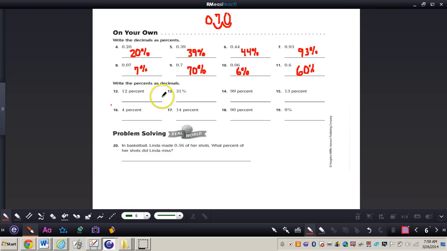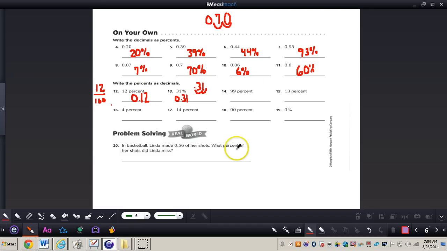Okay, let's take a look at numbers 12 and 13. We want to write these percents as decimals. 12%, think of out of 100: 12 out of 100, or 12 hundredths, would just be 0.12 there, or 0 and 12 hundredths. 31%. We can even think about changing a percent to a decimal. We can take that decimal, which is always understood to the right of the ones place, and move it 2 places to the left, for 31 hundredths.